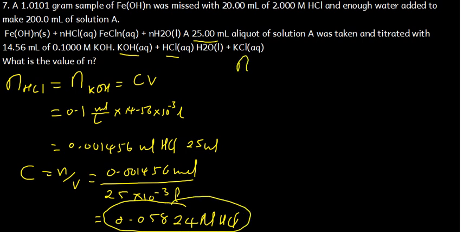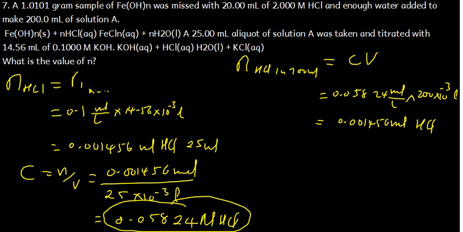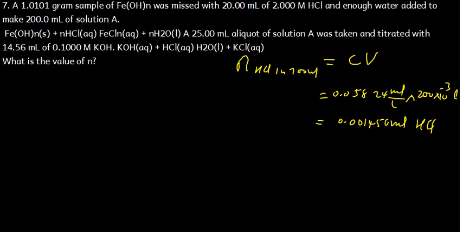So the number of moles of hydrochloric acid in 200 milliliters is going to be equal to concentration times volume. The concentration is 0.05824 molar, which is mole per liter, multiplied by the volume, which is 200. Now convert that to liters by multiplying by 10 to the power negative 3. And so what we are going to have at this point is 0.001456 moles of hydrochloric acid. So these are the moles which are present now in the 200 milliliters of solution.